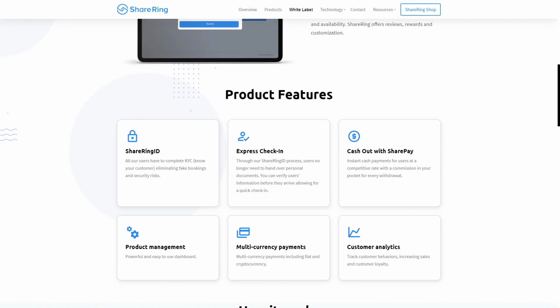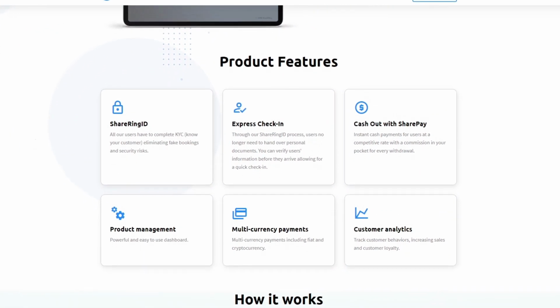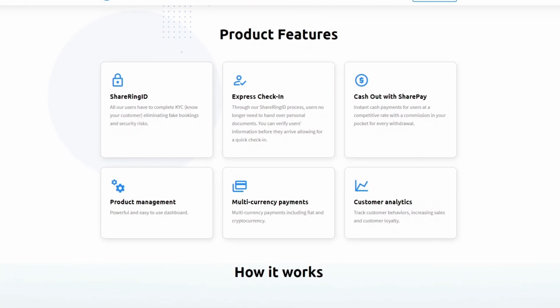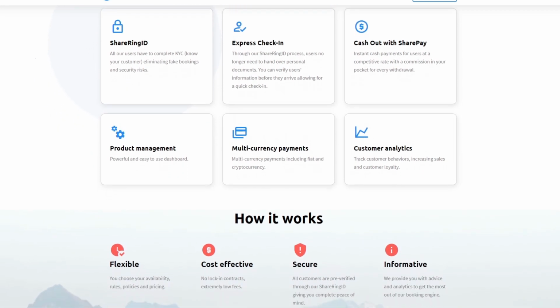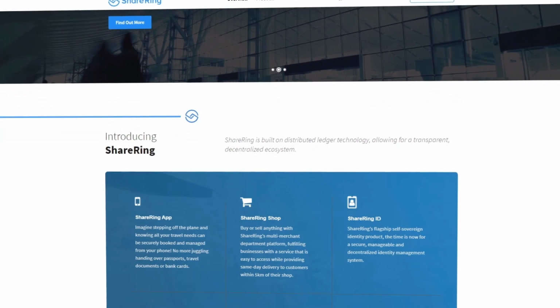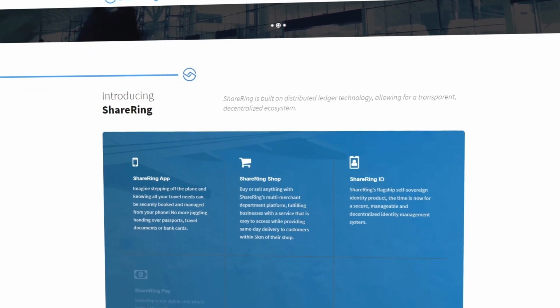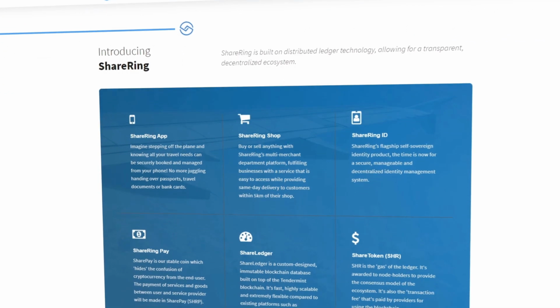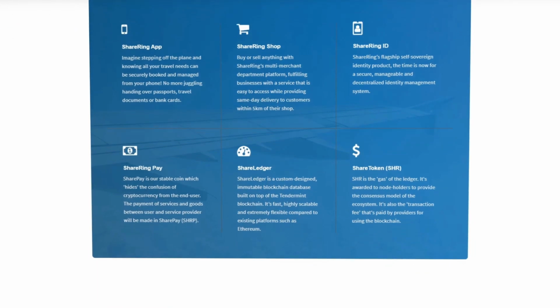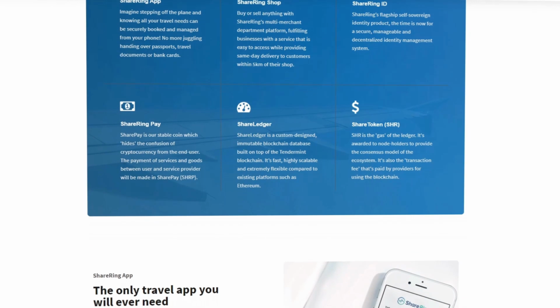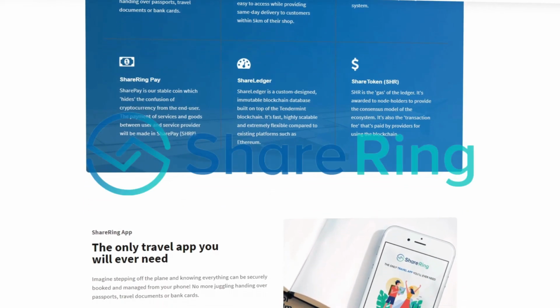In addition to these products, ShareRing also has several other functional services, such as the ID system and payment gateway, which I have briefly discussed in the video. But it seems to me that these two flagship products will be the calling card of ShareRing, because due to their simplicity, they will be able to get more users involved into cryptocurrencies and blockchain technologies in their everyday lives.